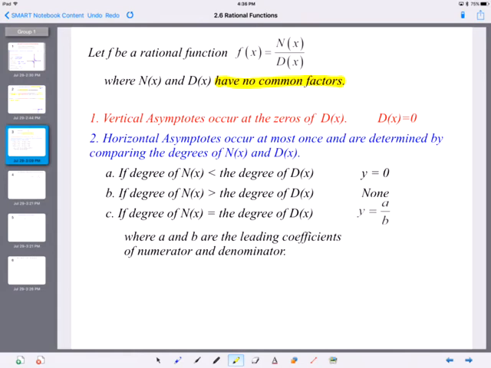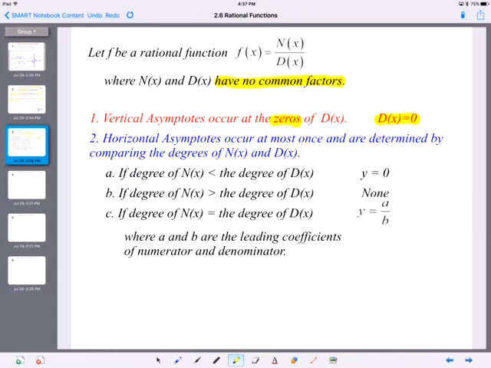And once that part is true, then we can find our vertical asymptotes, which occur at the zeros of d of x. Remember, the zeros are when y is 0, what is x? So we're just going to set our denominator equal to 0. So what values of x make our denominator equal to 0? And remember, our denominator can't equal 0. That has something to do with our domain as well. So when our denominator is equal to 0, these create x values that don't exist, which are our vertical asymptotes.